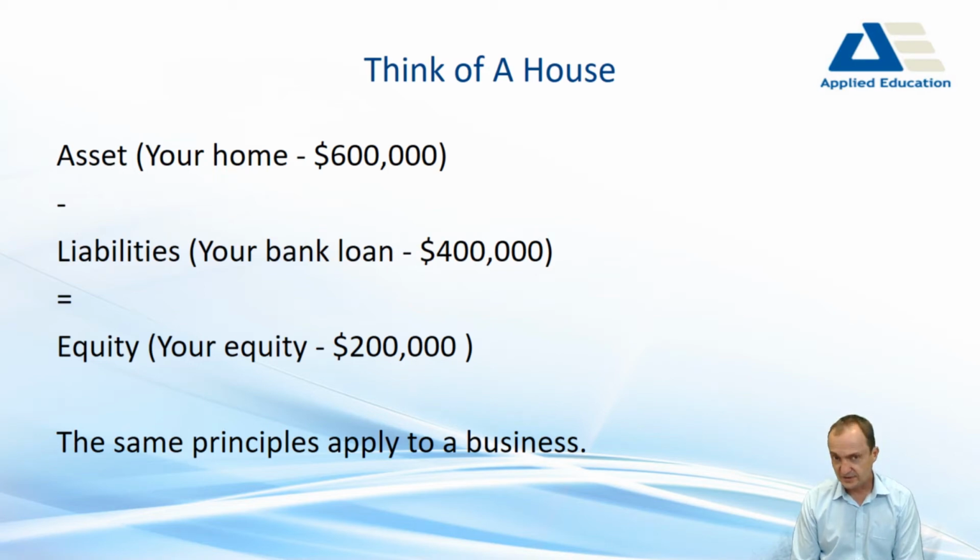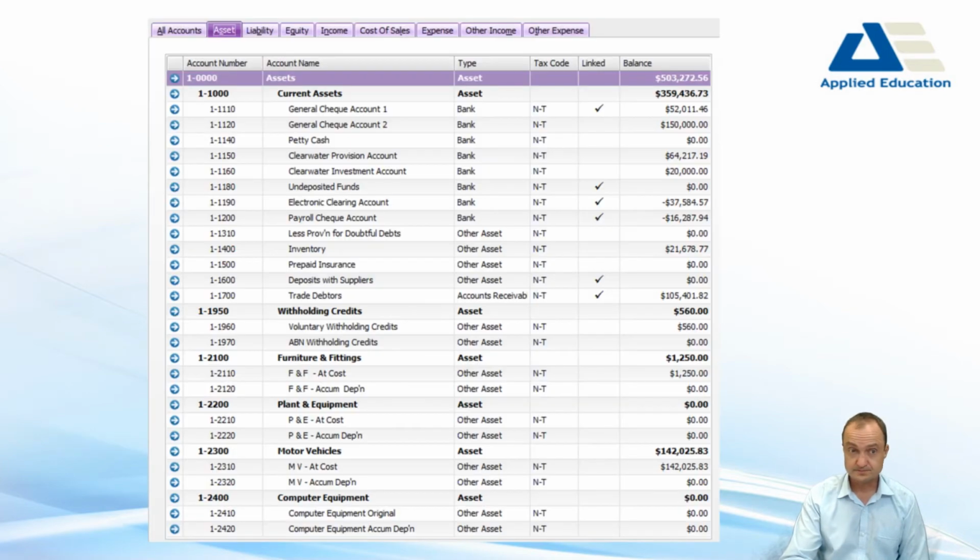The only difference is that instead of the asset being your home, here's the assets in a typical business. This is just a chart of accounts. So our assets here is what we've got in our bank account. It's what we've got in inventory. It's what our customers owe us. That's our trade debtors figures. We've also got, as you can see further down, some fixed assets.